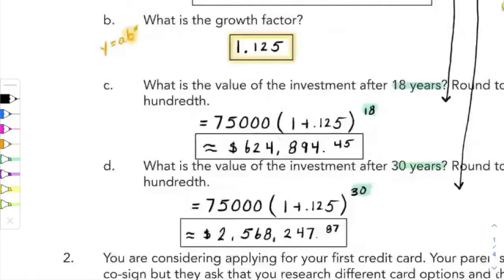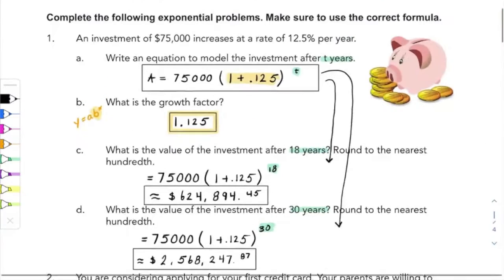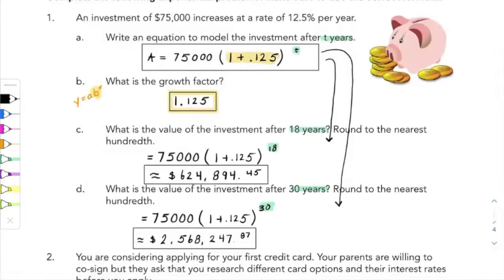Okay, that's it for problem one, but I just want to go back here and review the different parts. And the reason why I'm doing this is because you definitely have a problem like this on Friday. So part A asks us to write an equation to model the investment after T years. Don't substitute anything in for time in part A. It's telling you T years. That means you don't have a year. So be very careful on this problem. T years in part A. The reason why it's asking you to do this is to make sure you understand how to write the function, but also so you can use part A to answer part C and part D.